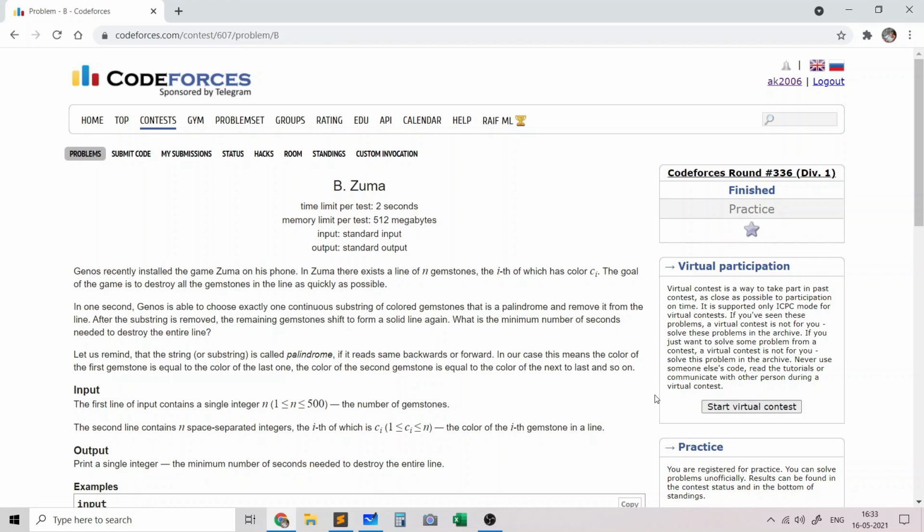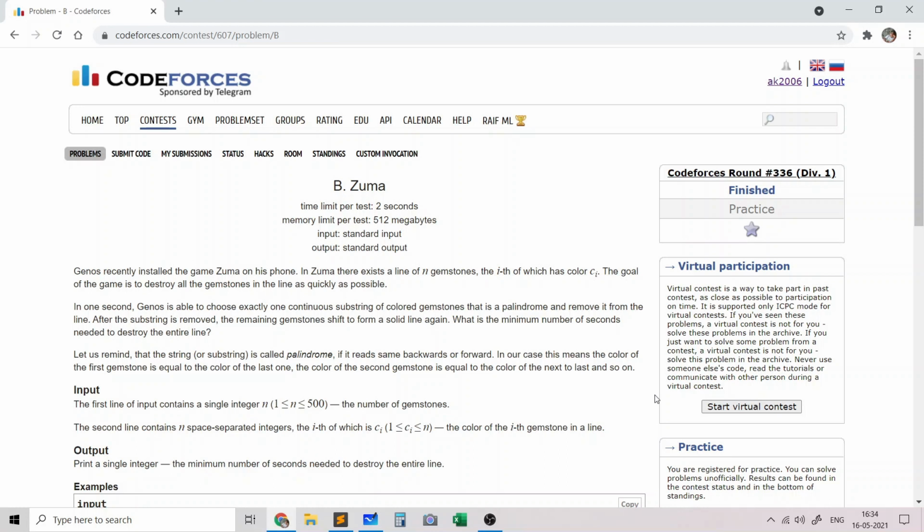Hello everyone. In the 10th and 11th videos of this dynamic programming problem solving series, I will be solving two problems related to range DP. Range DP is a powerful DP idea which can come handy in problems where the expected solution has a time complexity of order n square or order n cube. So in this problem, I'll be going over the solution to the problem named Zuma, which is taken from a Div 1 contest and is rated 1900.